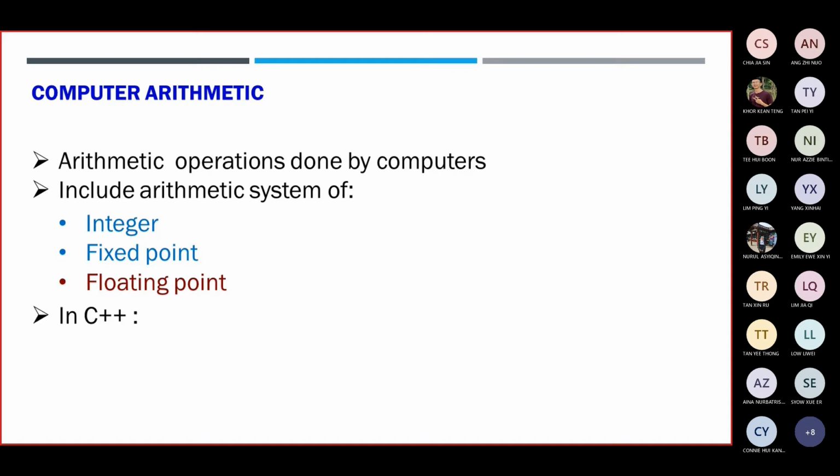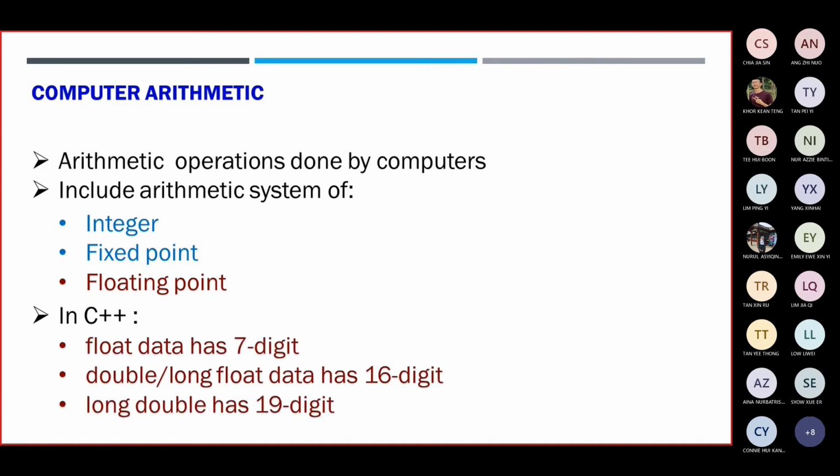Okay. So in C++, by practice, please be aware that float data has 7 digits. Remember when you write a program in C++ and you write a float array, the data will only have limited digit figures. Usually there are integer, float, double.